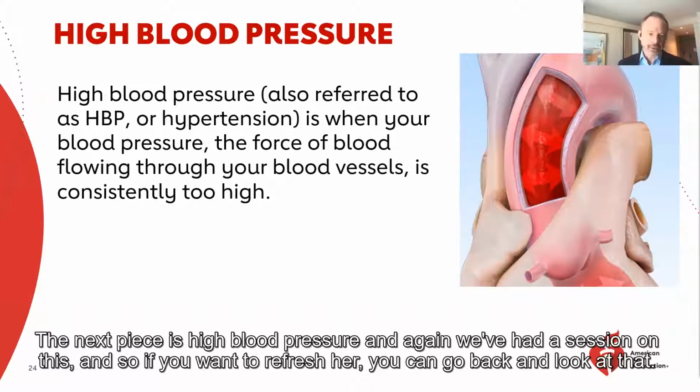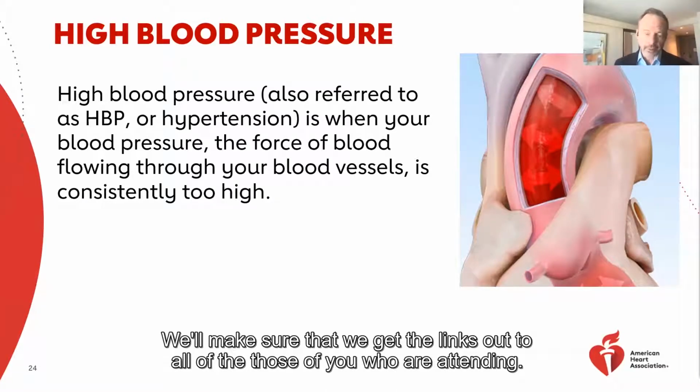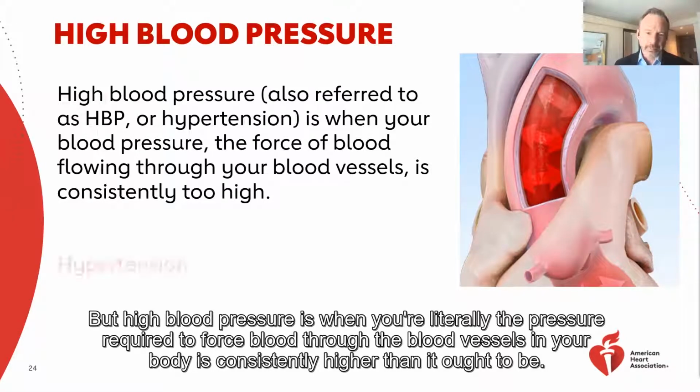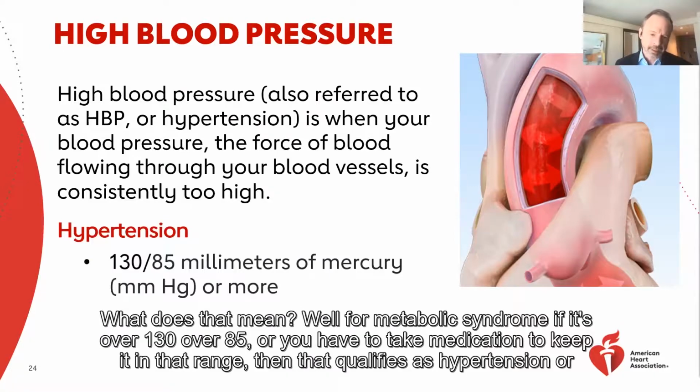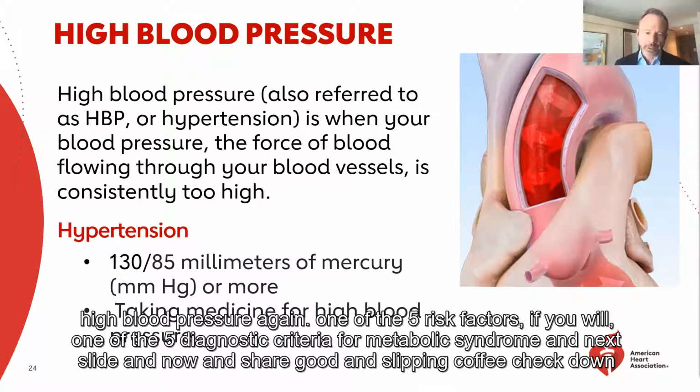And again, we've had a session on this. And so if you want a refresher, you can go back and look at that. We'll make sure that we get the links out to all of those of you who are attending. But high blood pressure is when the pressure required to force blood through the blood vessels in your body is consistently higher than it ought to be. What does that mean? Well, for metabolic syndrome, if it's over 130/85, or you have to take medication to keep it in that range, then that qualifies as hypertension or high blood pressure. Again, one of the 5 risk factors, if you will, one of the 5 diagnostic criteria for metabolic syndrome. And next slide.